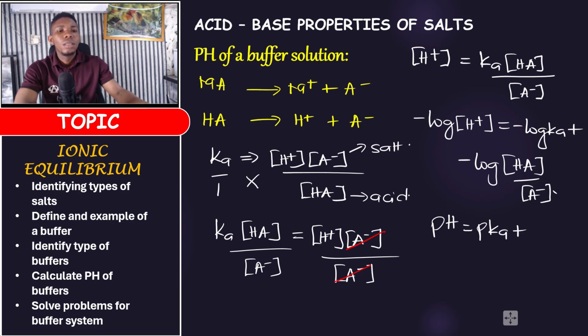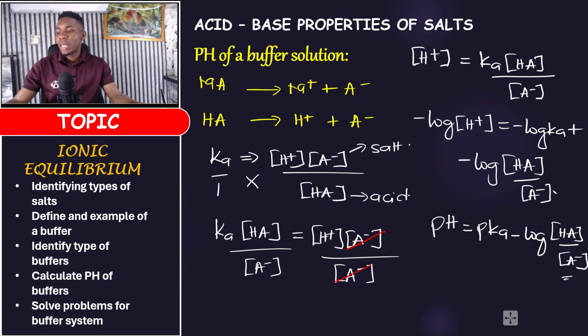Then plus negative log this group here, plus and minus will give us minus. You don't need to put it as pKHA. Just write it as negative log HA all over A minus. Alright, so that is for the acid. Is that okay? That is for the acid. For acid, pH is equal to pKa minus log HA all over A minus.